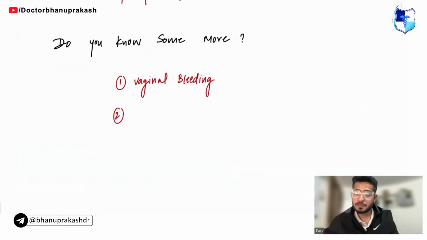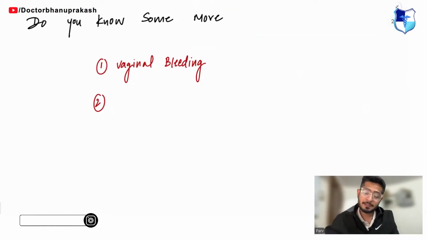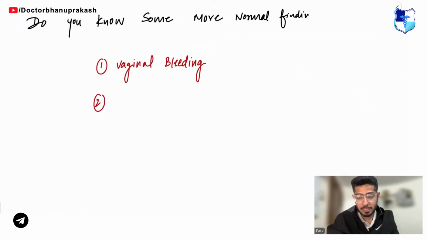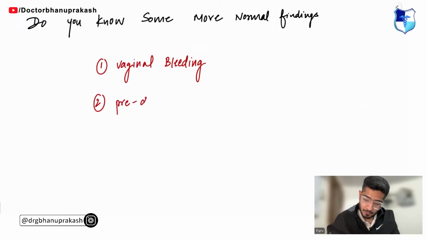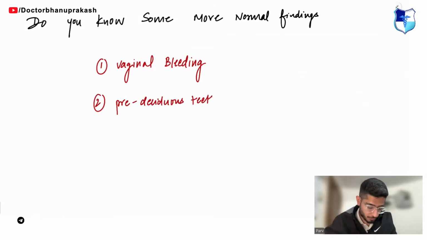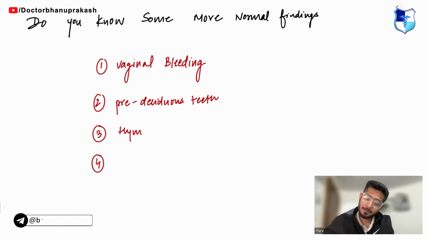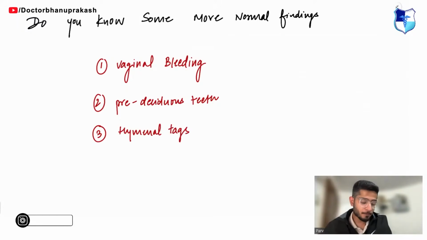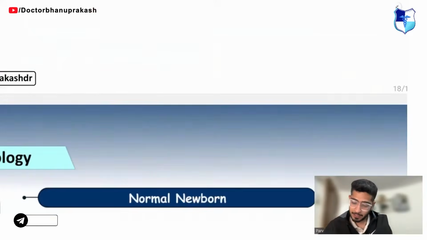Do you know some more normal findings? One is vaginal bleeding. Next, predeciduous teeth. Hymenal tags. Yes, hymenal tags. These are also normal findings. All these are normal findings which you have to understand.